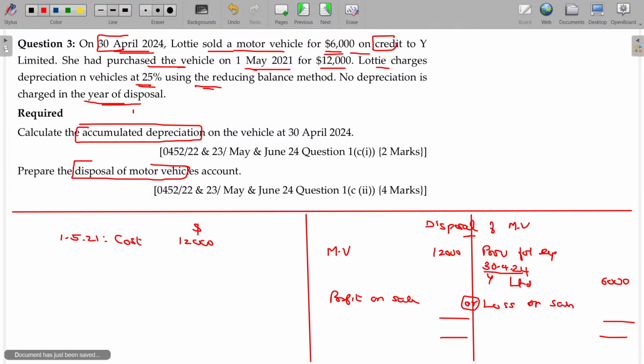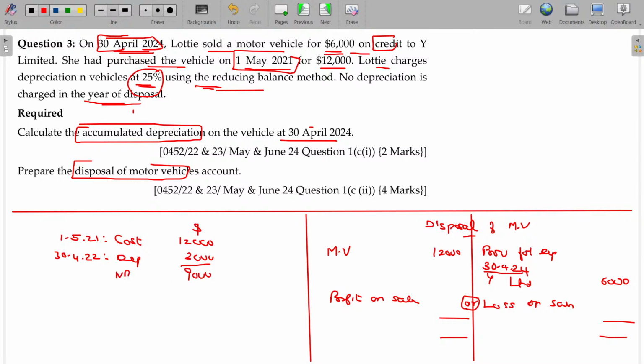This was purchased on 1st May and sold 30th April 2024. The year also closes on this date. I assume that the year may be closed on this date. So from 1/5/21 to the year end, 30th April 22, you have to calculate the depreciation at the rate of 25% on reducing balance method. So which is 3,000, leaving 9,000. This is net book value on 1/5/22.